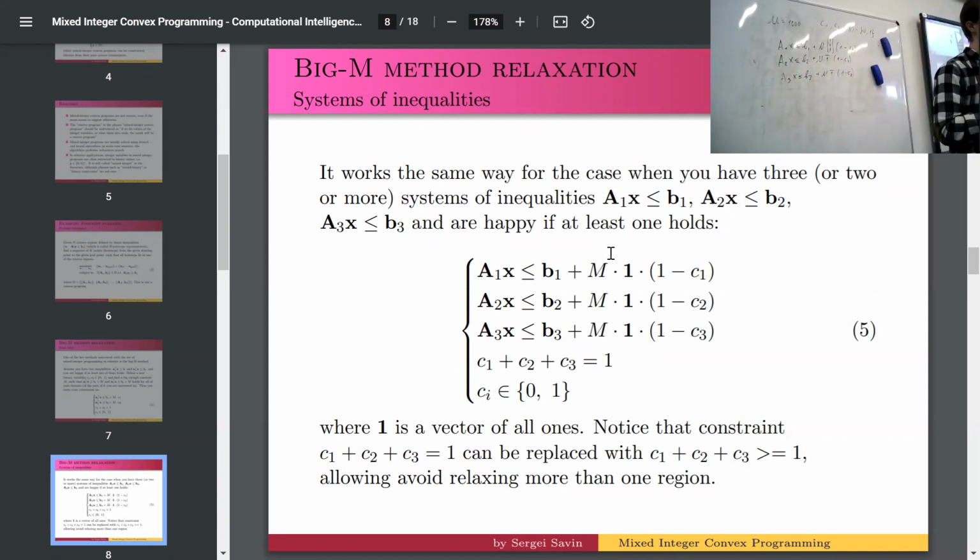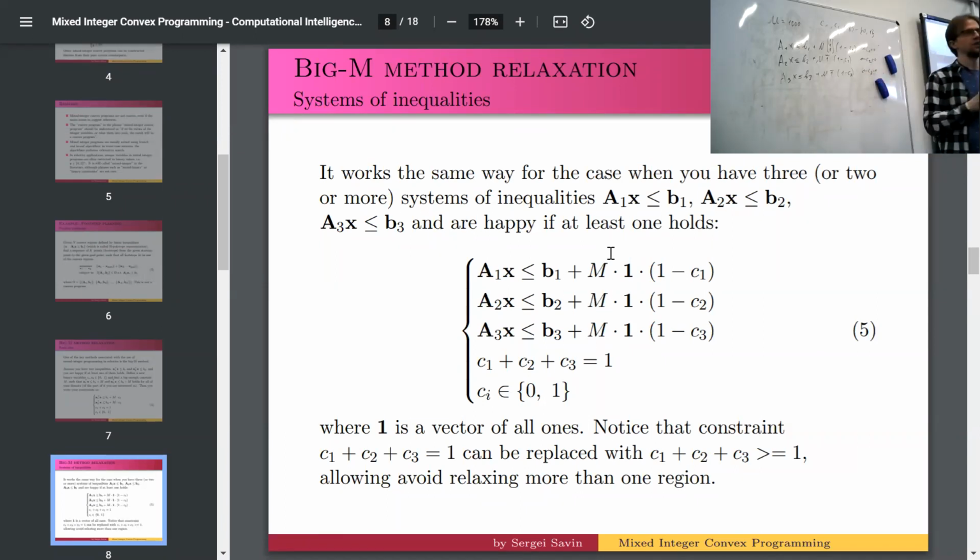Now, when is the first inequality going to be switched off? When I say switched off, I mean always satisfied because of the big M. When C1 is 0. When C1 is 0, yes. So C1 is 0 means that this inequality is switched off. Here C2 is 0, right? Here when C3 is 0.